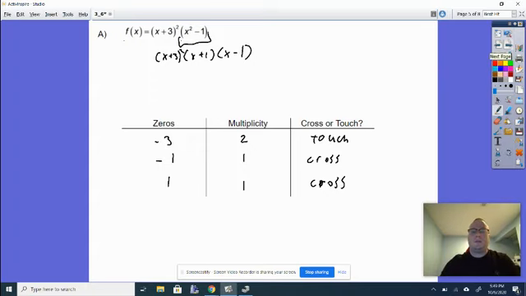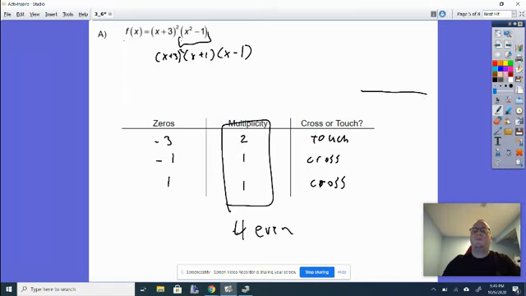Okay, looking at this one. Now I've got a 4, so it's an even. Now remember, evens either went like this or down. In this case, it's going to be up because it's a positive out front. There's no negative out front. So I know it's going to look like this. It's going to start up here somewhere and end up here somewhere. So -1, 2, 3, -1, and 1.